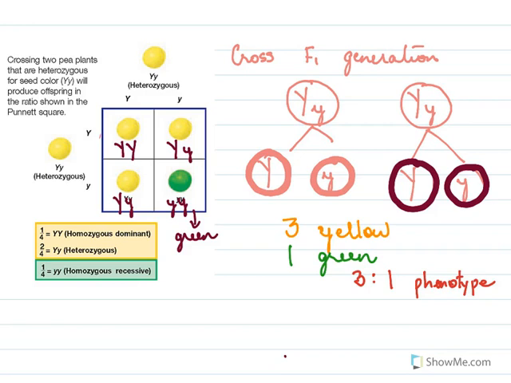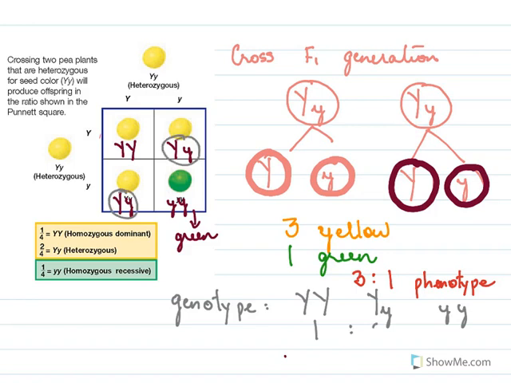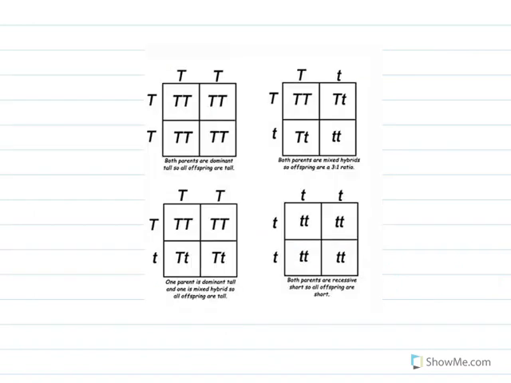the features. But if you want to see what is the genotype ratio, here we have 3 kinds. We have capital Y, capital Y, capital Y, small y, and we have small y, small y. Capital Y, capital Y, there is only 1. Capital Y, small y is 2, and small y, small y is 1. So the genotype ratio is 1:2:1.